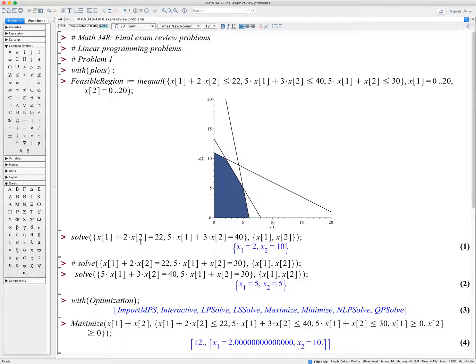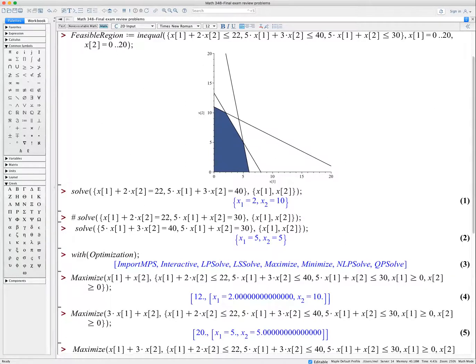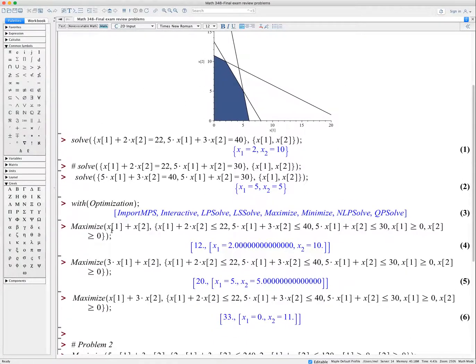So before I could do it by hand here, I'm just having Maple solve these two equations and two unknowns, and I get (2, 10) and (5, 5), exactly the coordinates we had a moment ago. I open the optimization package, and I want to use the maximize function. So in the first case, my objective function is x1 plus x2, subject to these inequalities, including the non-negativity conditions. And I get (2, 10) and a maximum of 12, just what I did by hand.